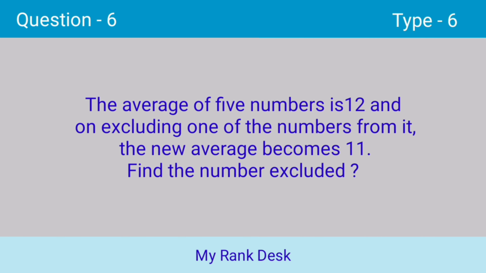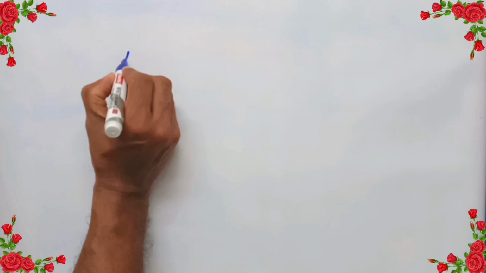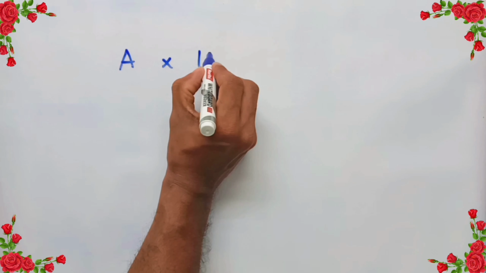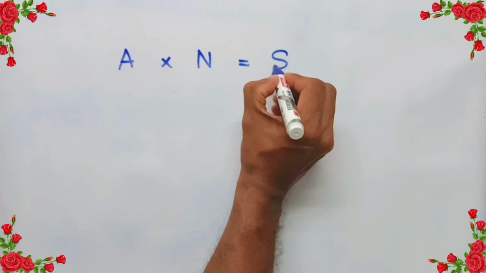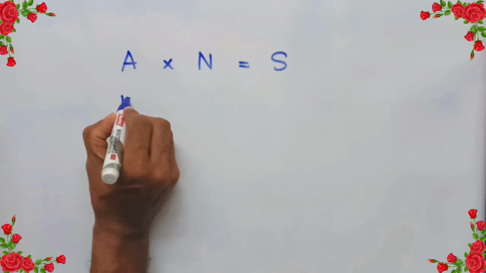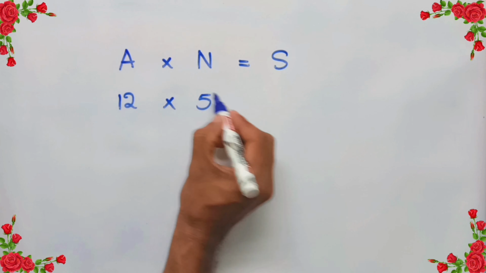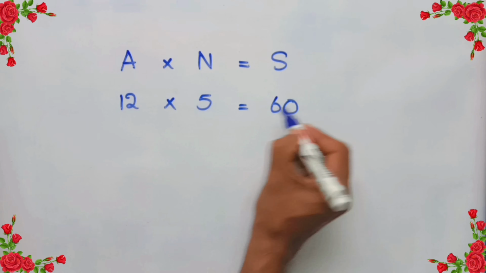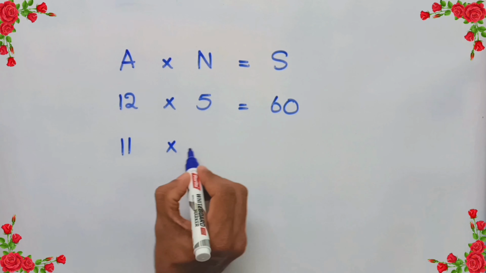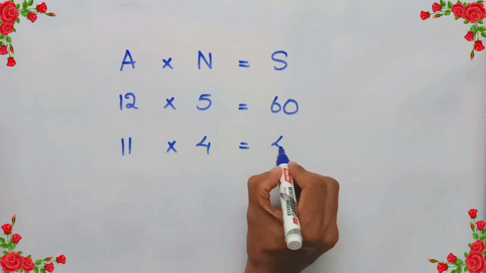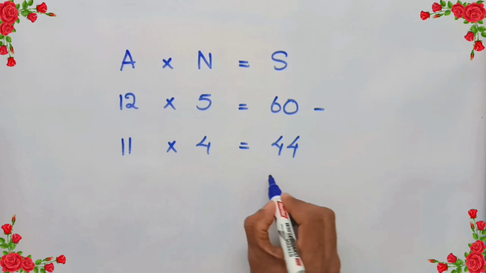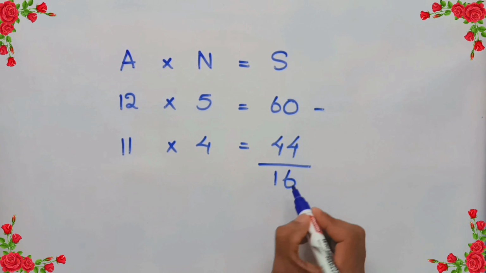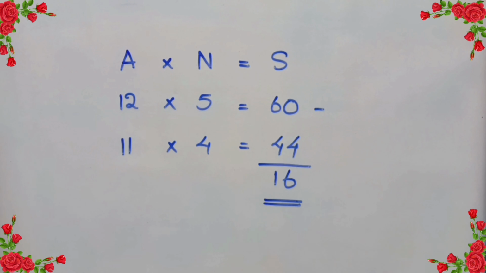Let's solve the problem. We know that average into number equal to sum. On multiplying the average of 5 numbers by the number of terms, we get the sum of the 5 numbers. That is 12 into 5 equal to 60. On multiplying the average of 4 numbers, 11, by the number of terms 4, we get 11 into 4 equal to 44, which is the sum of the 4 numbers. On subtracting the sum of 4 numbers, that is 44, from the sum of 5 numbers, that is 60, we get 16, that is the number excluded.